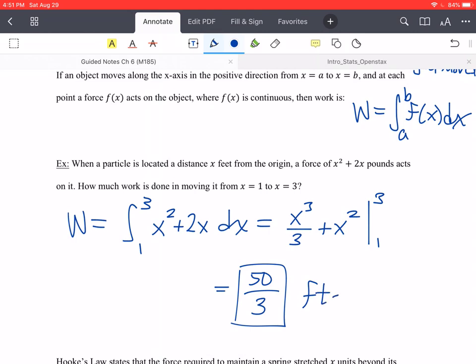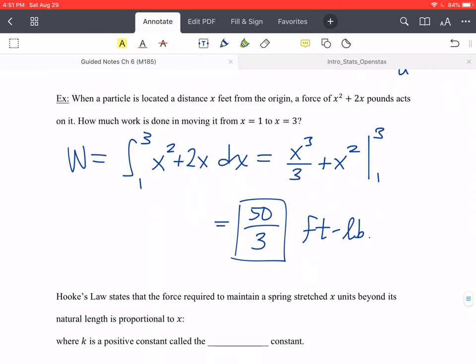The units on this, by the way, would be foot-pounds. Okay, so you don't need to worry too much about the units in here, because this obviously isn't a physics or engineering class. Focus more on the integration aspect of it, but that's what we get, so just an integral.